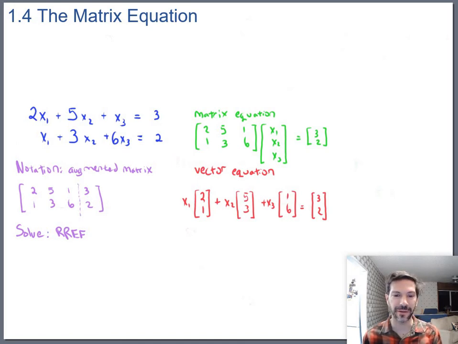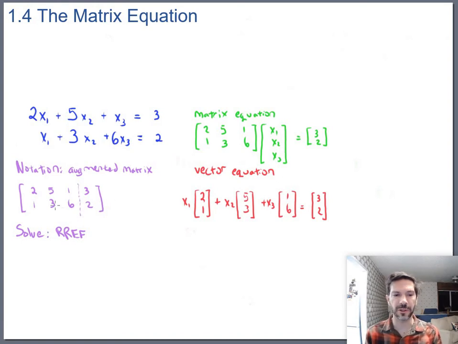And we now have 3 different ways that we could write this thing down, but they all really mean the same thing. They're literally just different notation. And all 3 of them end up getting solved so far the same way. Our only technique so far is to put it in an augmented matrix and go to the row echelon form, or the reduced row echelon form, even better.